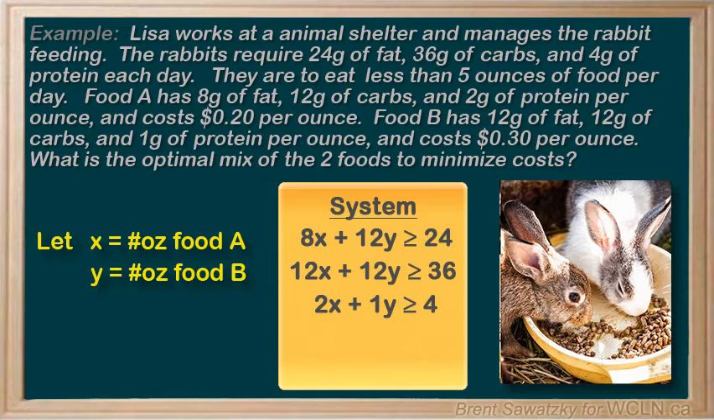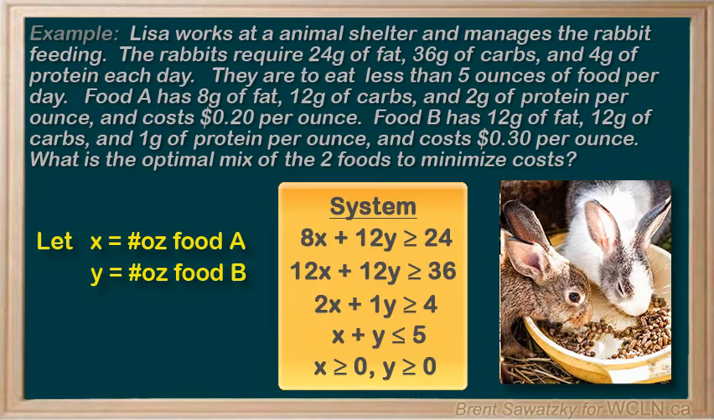And we look back at our question, we see that they are to have equal or less than 5 ounces daily. So x plus y, the total amount of food, has to be equal or less than 5. Now we do have a couple of extra constraints, that is x equal or greater than 0 and y equal or greater than 0, as we can't have less than 0 of either type of food.